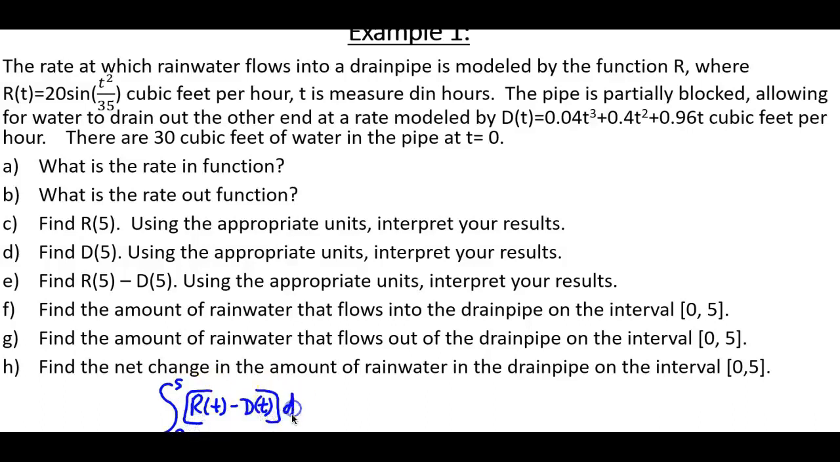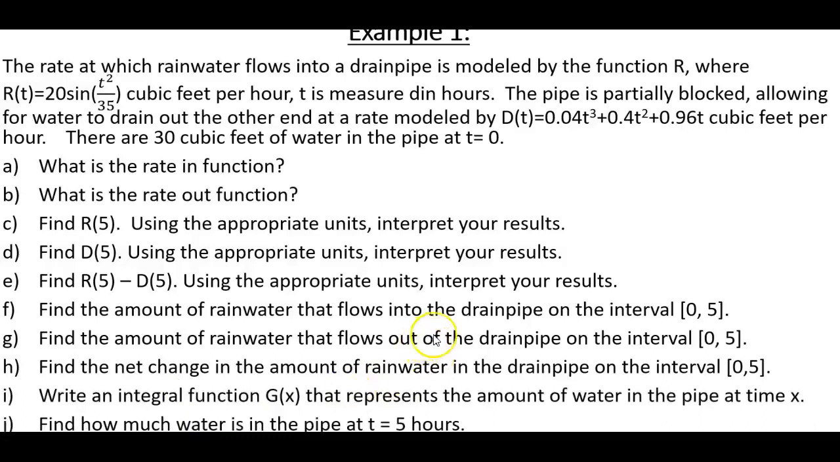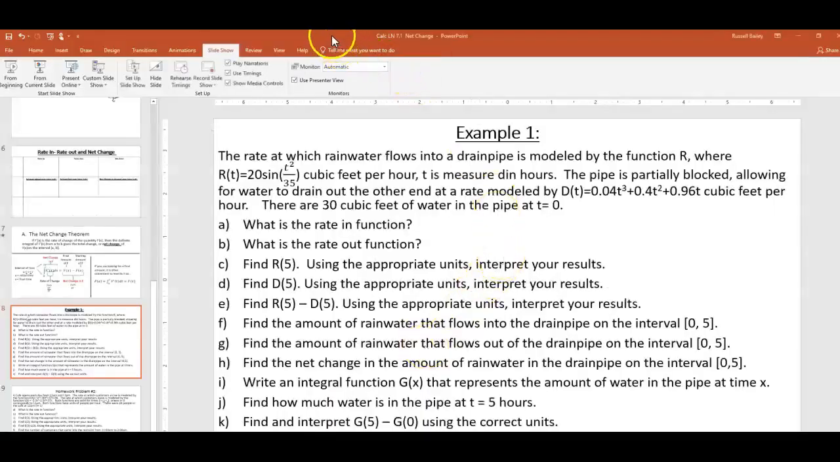So if you take the net rate and you integrate that, that'll tell you the net change in the amount of water over that time period. So I'm going to start it that way. There's a much easier way to do this, but I just want to connect endpoints here for you guys so you can get the basic gist of things. So let's go ahead and use our net change formula here.